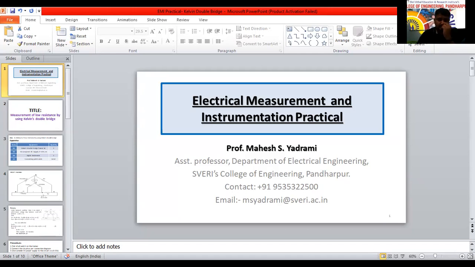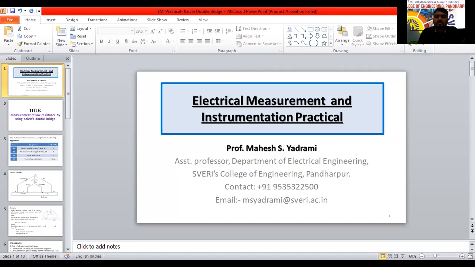The equipment required to perform the practical is the Kelvin double bridge trainer kit, and the kit comprises a DC supply. Kelvin double bridge is a DC circuit. Whatever the resistance measurement bridges, Wilson bridge and Kelvin double bridge, these are all DC bridges. These are not applicable for AC bridges. The AC bridges are Schering bridge and Maxwell bridge. When you start the third unit, you will understand that.